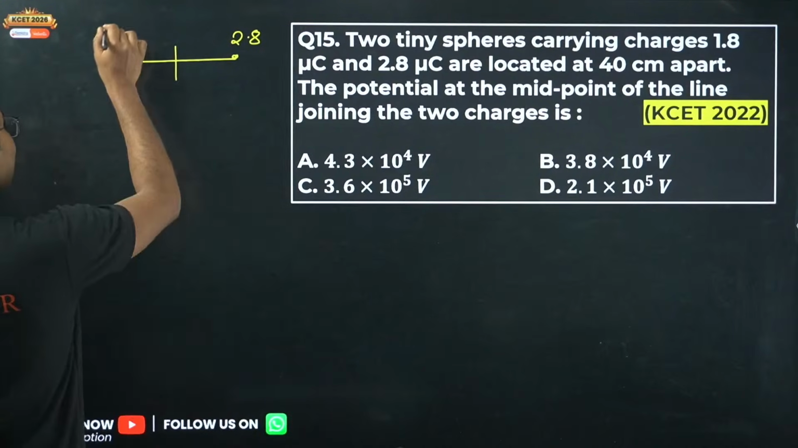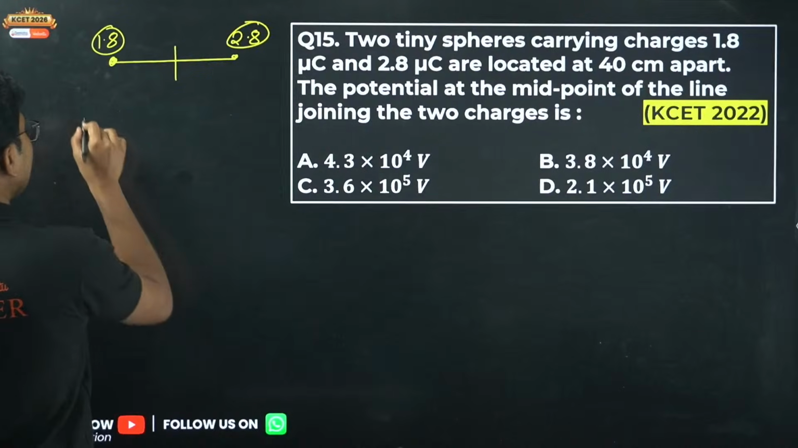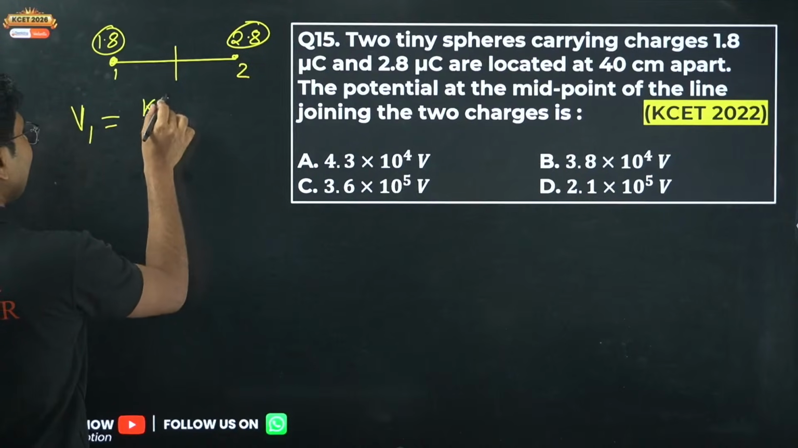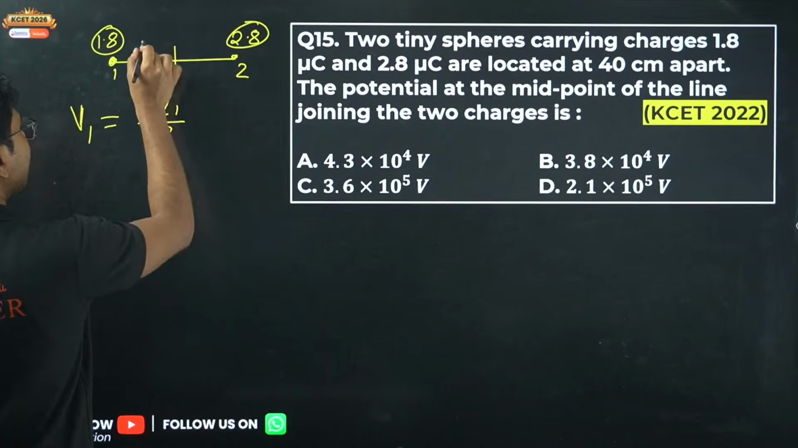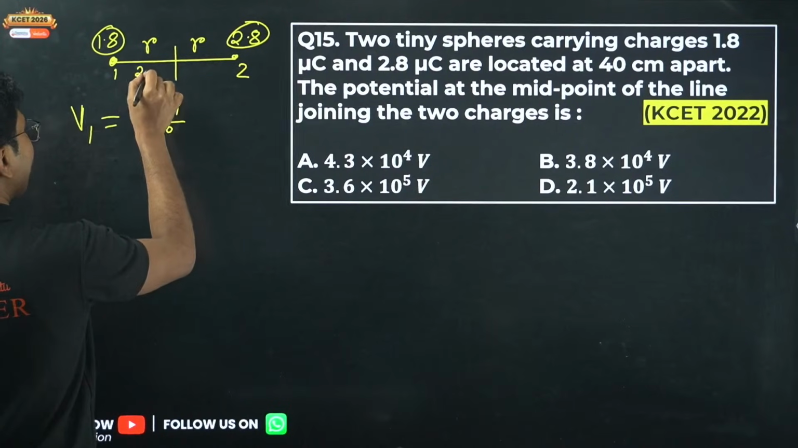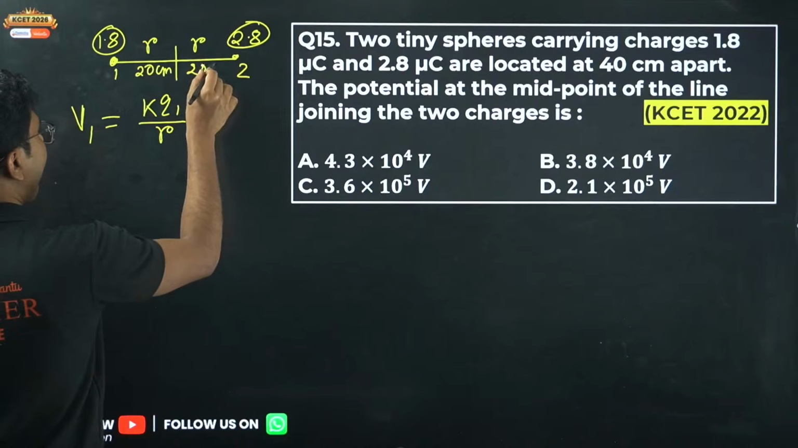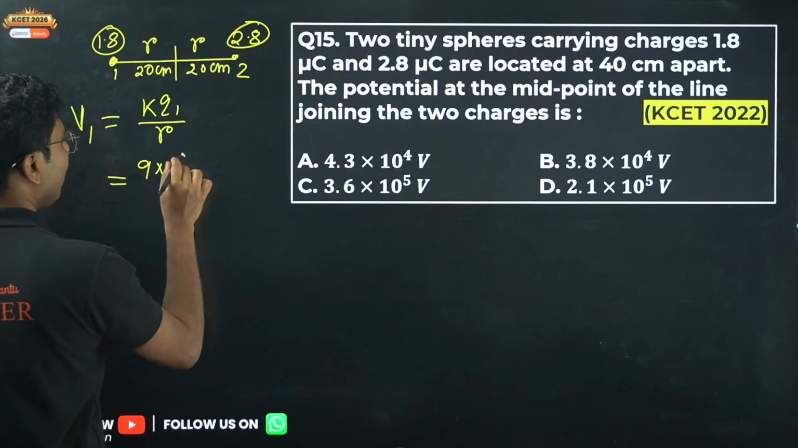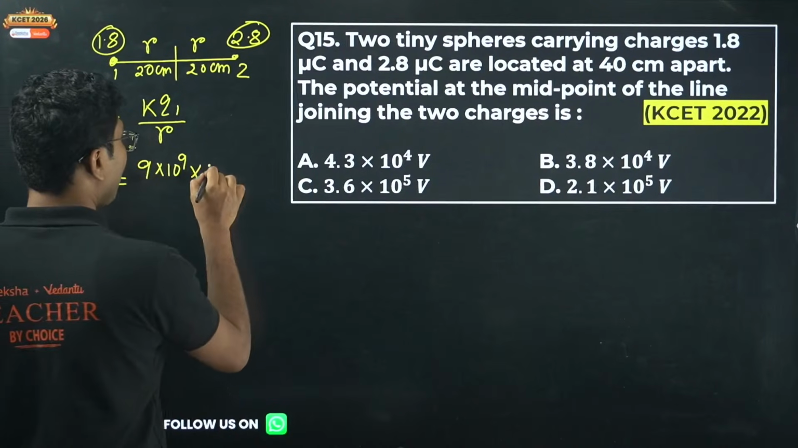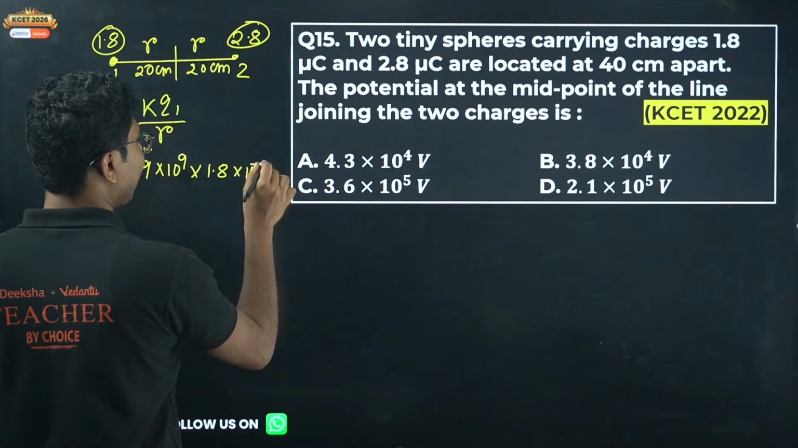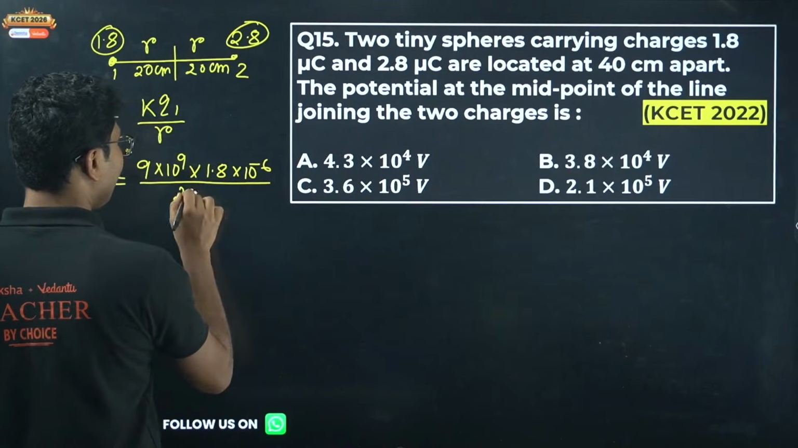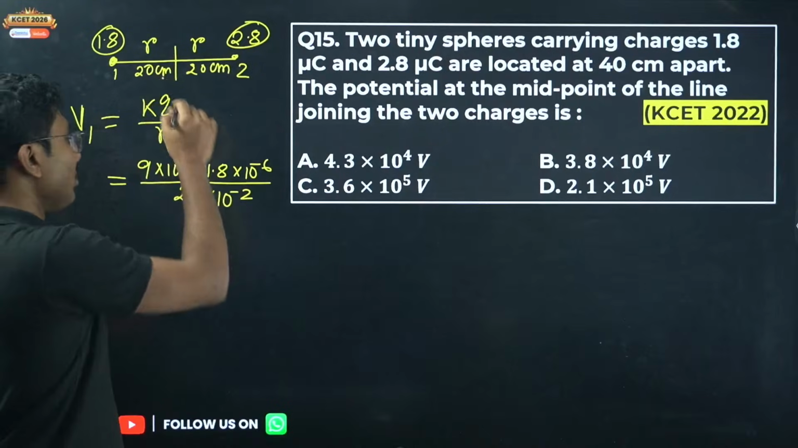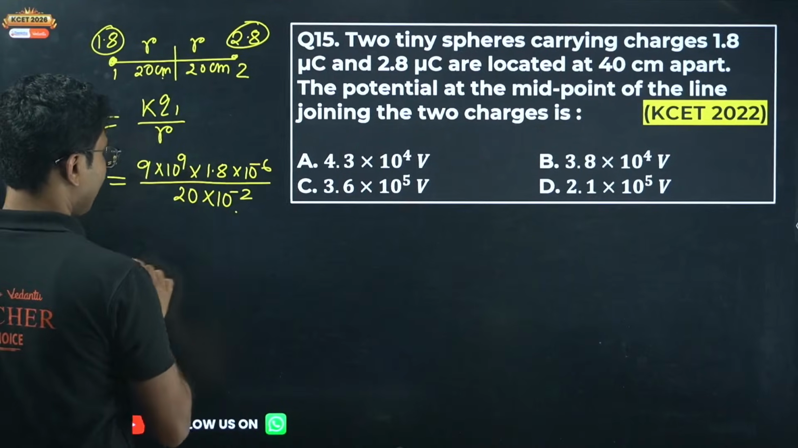So individually you can take this as a single charge, this also a single charge. Electric potential due to a single charge, say this is 1, this is 2. So V1 is given by K Q1 by R. Both distances are same. Midpoint means both of them are 20 centimeter, so in that sense it will be easy. K is 9 into 10 to the power of 9, we all know. Q1 is microcoulomb, so 1.8 into 10 to the power of minus 6 divided by 20 into 10 to the power of minus 2. So don't forget this one, centimeter to meter.